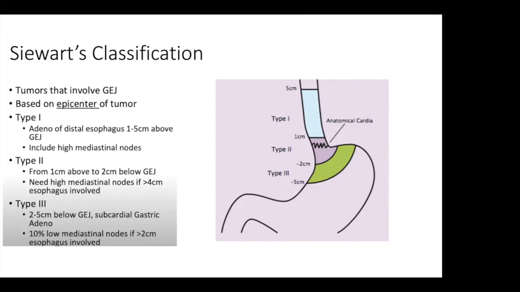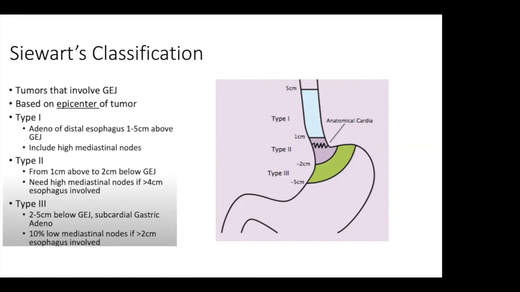And then this is just to go over the Siewert classification, tumors involving the GE junction. Type 1, 5 centimeters above to 1 centimeter above the GE junction. Type 2, 1 centimeter above to 2 centimeters below. And then type 3 is 2 centimeters below to 5 centimeters below. And your management changes based on where those are.